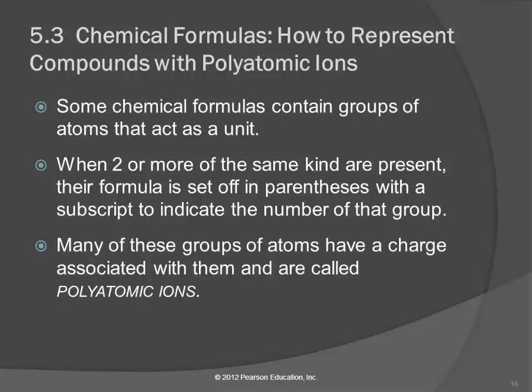So let's finish up section 5.3. Some ionic compounds have polyatomic ions in them. Now you've memorized some of those. I gave them to you at the beginning. Things like nitrate and sulfate. Polyatomic means it has more than one atom in it.